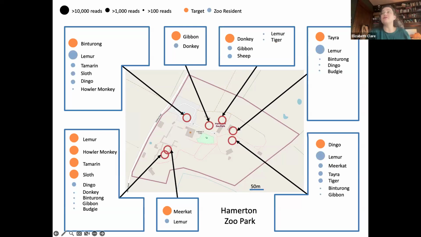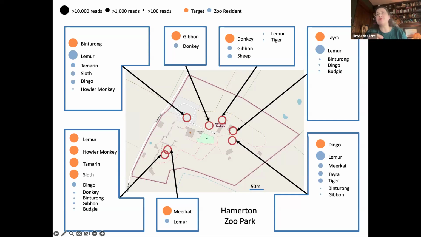But we also discovered other stuff. So over in the gibbon enclosure, I also found donkey DNA from the enclosure beside them. In the Tyra enclosure, there's lemurs and binturongs and dingoes and budgies. This is DNA on the move. This is air currents moving DNA short distances through the zoo. And this is actually really good news.